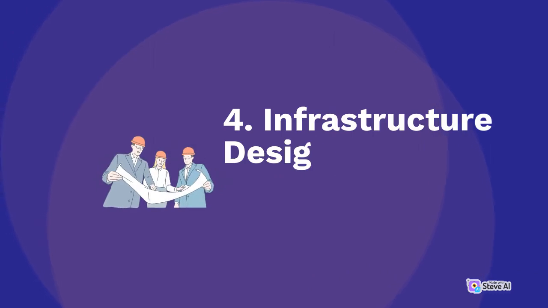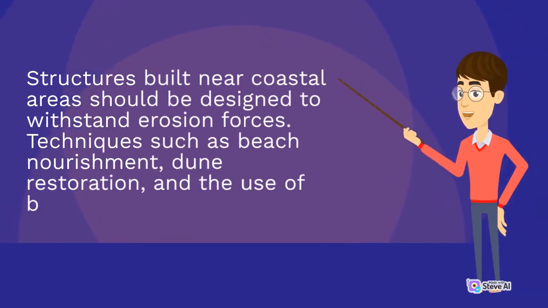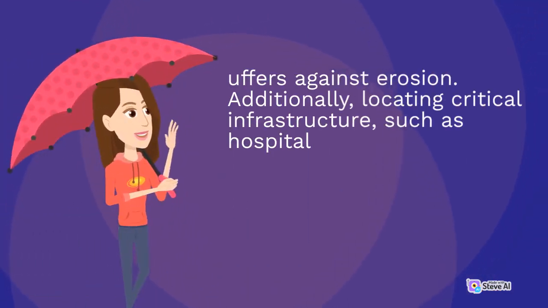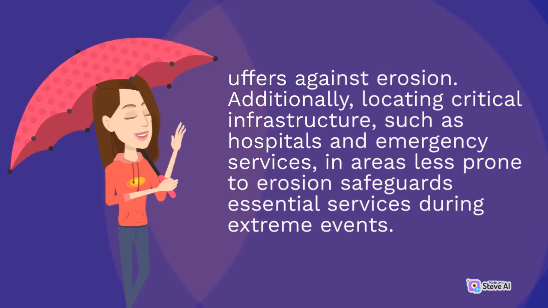4. Infrastructure design and placement. Structures built near coastal areas should be designed to withstand erosion forces. Techniques such as beach nourishment, dune restoration, and the use of bioengineering methods can provide natural buffers against erosion. Additionally, locating critical infrastructure, such as hospitals and emergency services, in areas less prone to erosion safeguards essential services during extreme events.